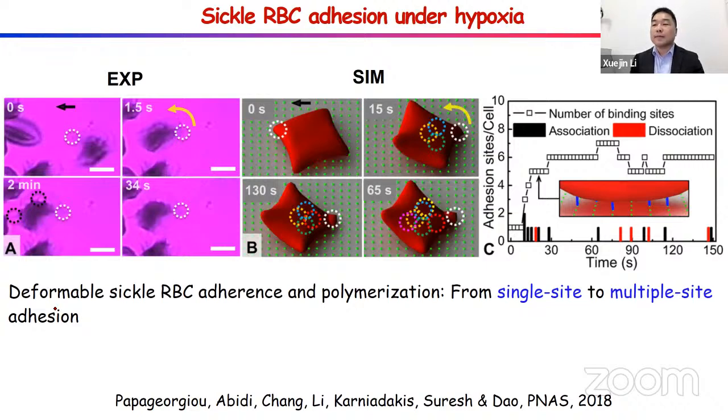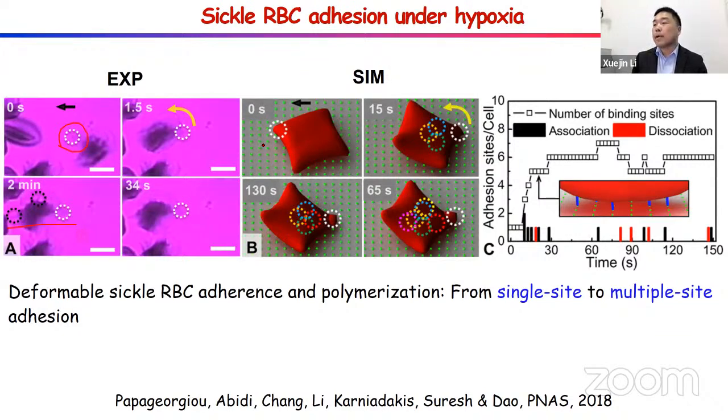For deformable sickle red blood cells, in the beginning, it has only one adhesion site here, in the white dotted circles. Over time, we find that some additional adhesion sites are formed. For example, at 2 minutes, there are 3 adhesion sites for these deformable sickle red blood cells. And our simulation reproduces this process.